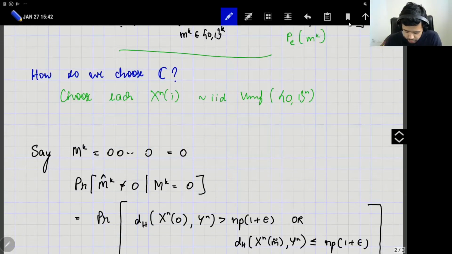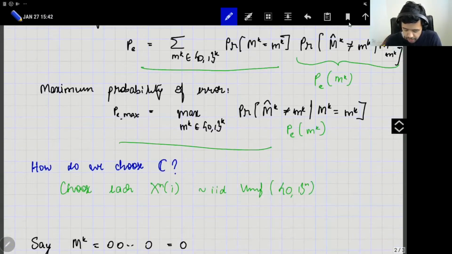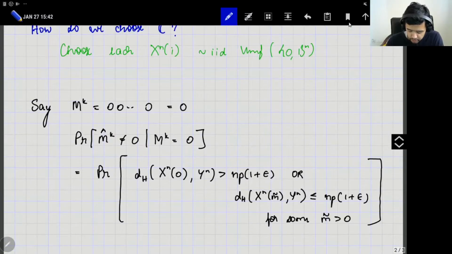So our goal is to minimize the average probability of error. First let us look at the probability of error given that a particular message was transmitted. For example, let's suppose that the message to be transmitted is the all zeros sequence. So message 0 needs to be transmitted.